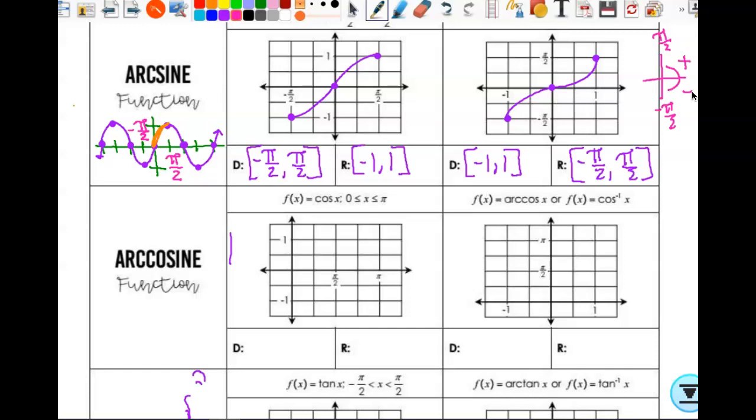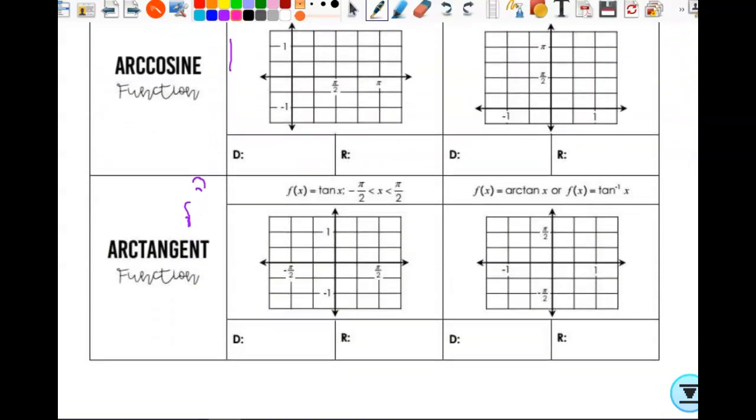Okay, so that's why we're looking at this to see where everything is coming from. These are my only possible outputs here going from negative pi halves to pi halves. That's it. Okay, questions? All right, let's look at cosine.